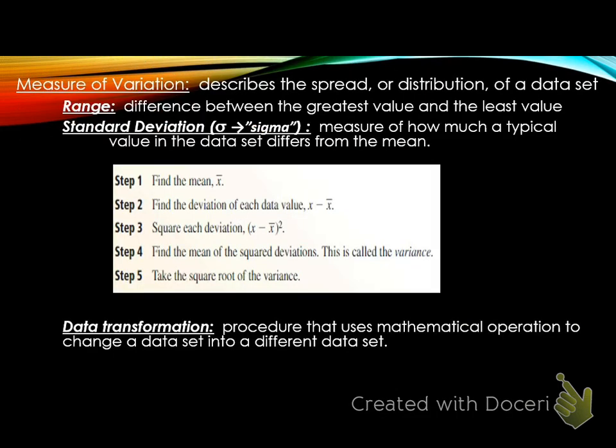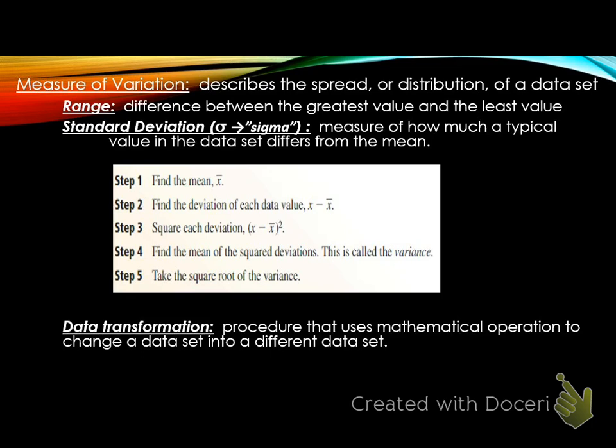Now that takes us to measures of variation. All right, so again, if you've got blanks that you have to fill in, fill them in. This takes us to the measure of variation. This describes the spread or distribution of a data set. So you've got the range and you've got the standard deviation. The range, real simple. We heard about it in our wrap this morning. The difference between the greatest value and the least value.